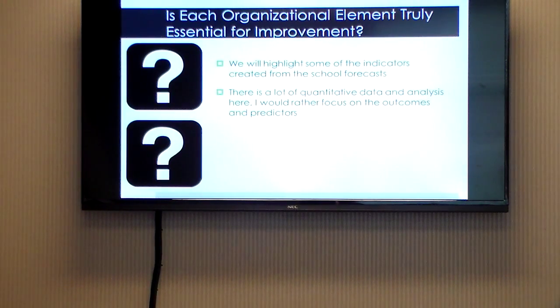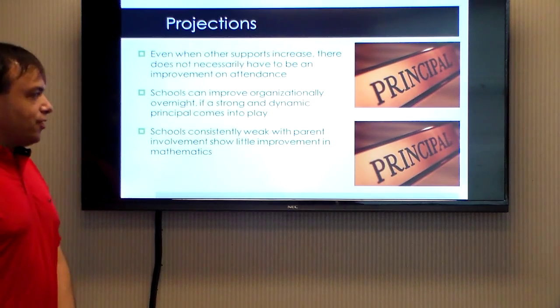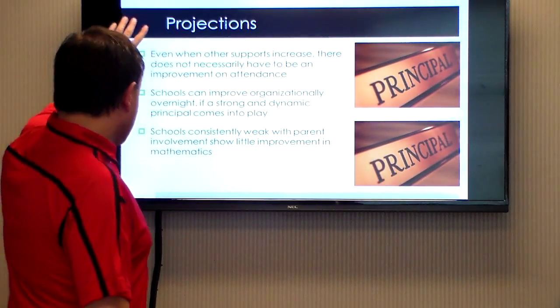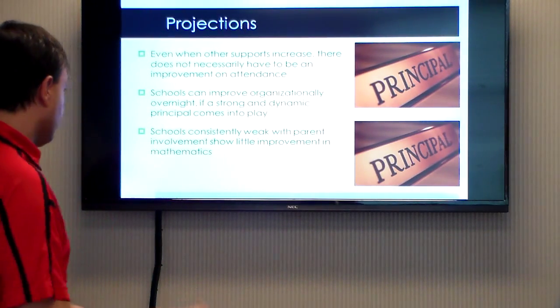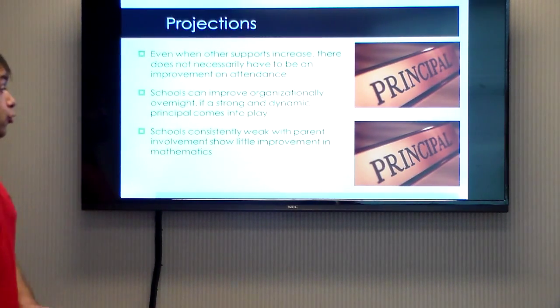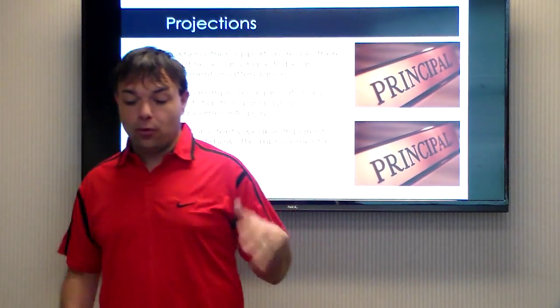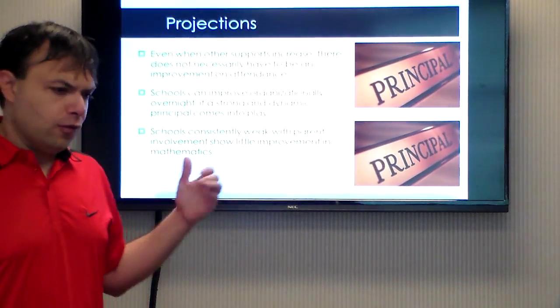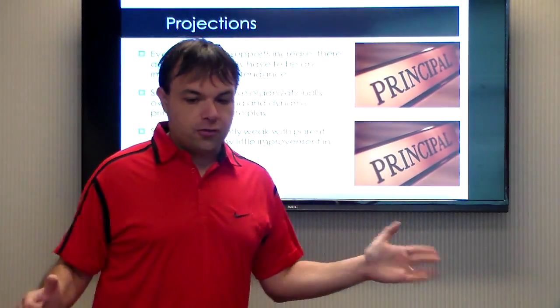I'm going to focus instead on some of the indicators that were created from the school forecasts. So even when other supports increase, attendance does not necessarily improve. Schools can improve organizationally overnight if you make a good hire and get a good principal in play. Schools with weak parent involvement will have little improvement in mathematics. You have to remember why. Mathematics is something that if you have parent support at home, you have parents helping you with it, kids are going to have more exposure to it.